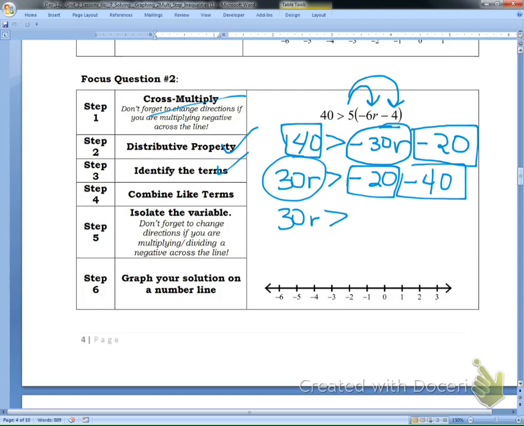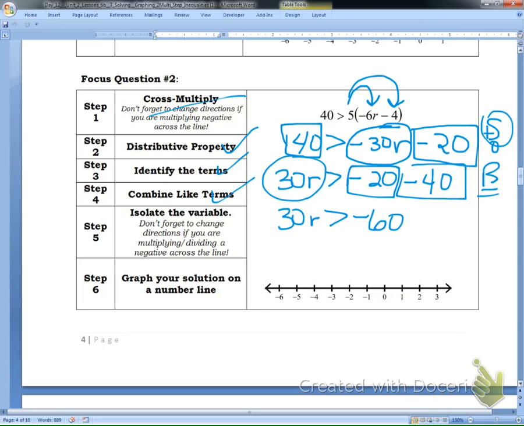30r is greater than, I have a negative and a negative. I'm combining my like terms, so that's where I have to use my SOB rule. Those are the same sign, so I have to add. So 20 plus 40 is 60, but my bigger sign wins. Don't forget that B. It's negative.